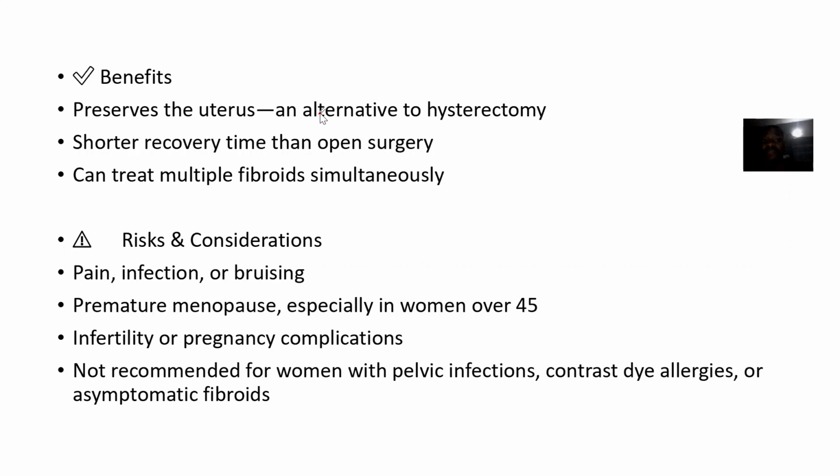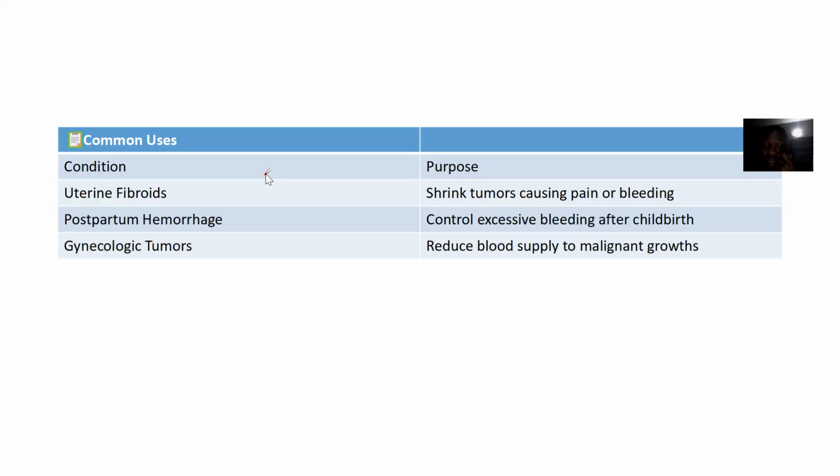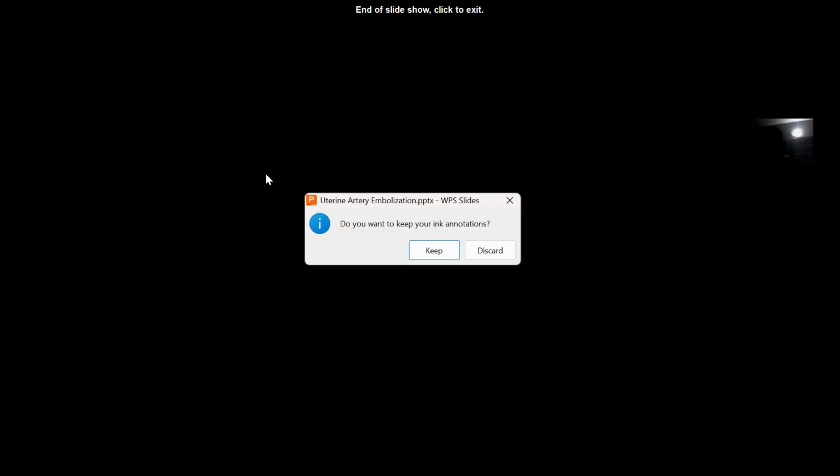So the benefits are that it preserves the uterus, has a shorter recovery time than open surgery, and can treat multiple fibroids simultaneously. Risks and considerations: it could lead to pain, infection, bruising, premature menopause, infertility, or pregnancy complications. Alright, so that was what the uterine artery embolization simply is.